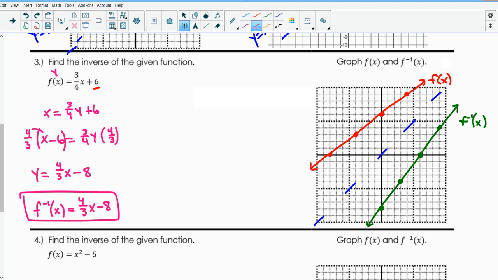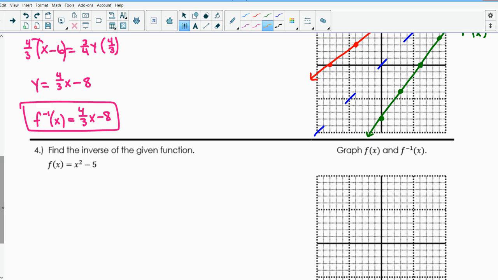All right, we're going to do this with a couple different functions. So this was a linear function. Okay, now let's try it with a different function. So this one is quadratic.